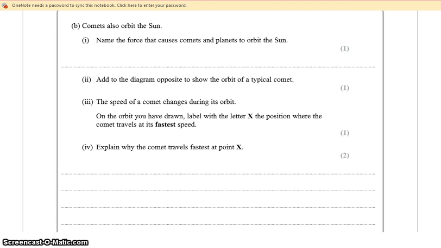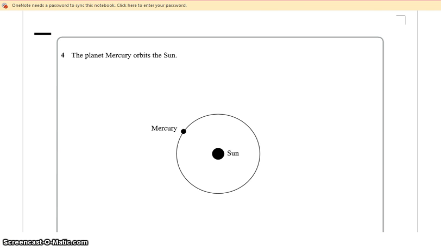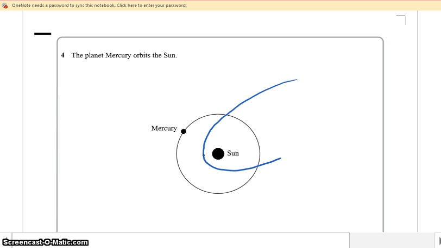The force that causes comets and planets to orbit the Sun is of course the gravitational force, so that's an easy one mark. We've got to add to the diagram opposite to show the orbit of a typical comet. So if you scroll back up to the diagram, you should know that comets have got highly elliptical orbits. So we need to draw ourselves an ellipse, and they come in close to the Sun, and then they go much further out than the orbit of Mercury.